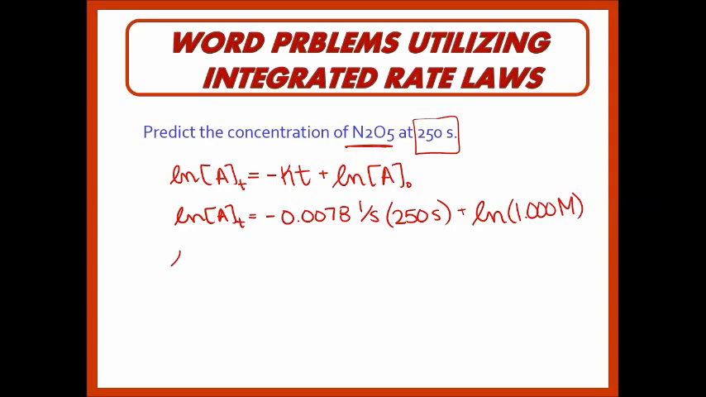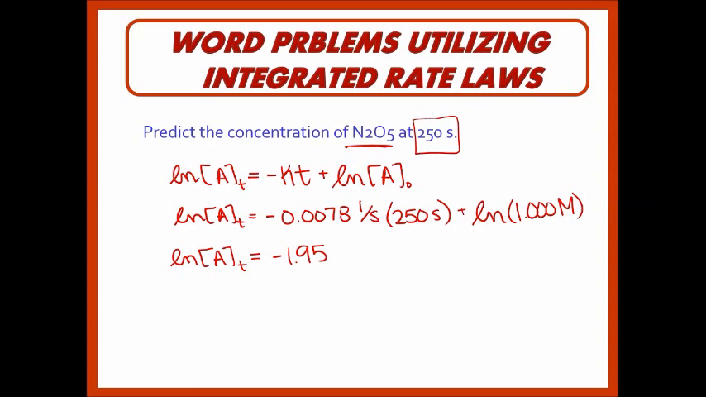So in this case, we have the natural logarithm of the concentration at a certain time is equal to our negative rate constant times time, which is actually the value of negative 1.95. And this is a unitless factor because 1 over seconds cancels with seconds.